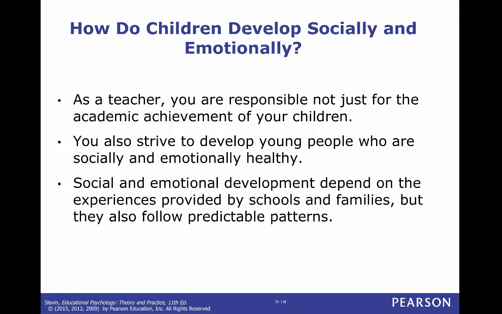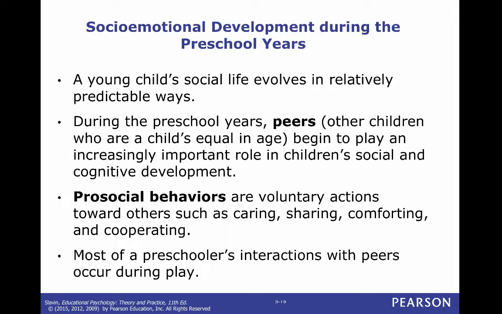The next section we're going to look at is how children develop socially and emotionally. So we have to look at kids in their stages, and then we also have to look at young people and their social emotional development. Obviously a kindergartner is much different than a 16-year-old. It depends on their experiences between their families and their schools, but most of them follow a pretty predictable pattern.